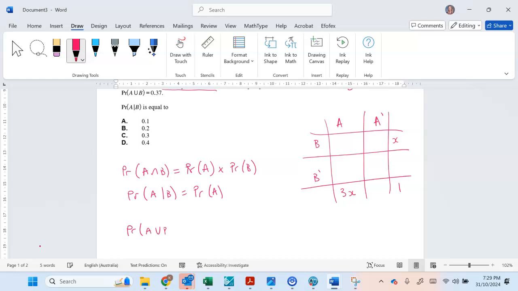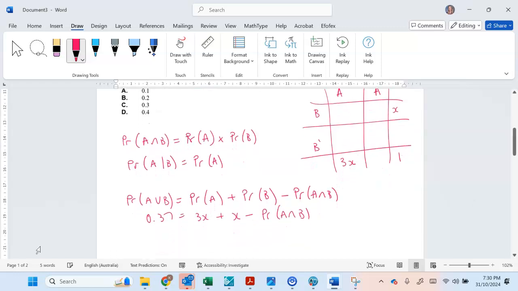The addition rule for A or B is also not a difficult one to remember, because I've been using it for a very long time. So we know the probability of A or B is 0.37, the probability of A is 3x, and the probability of B is x, minus the probability of A and B. So we've got 4x.